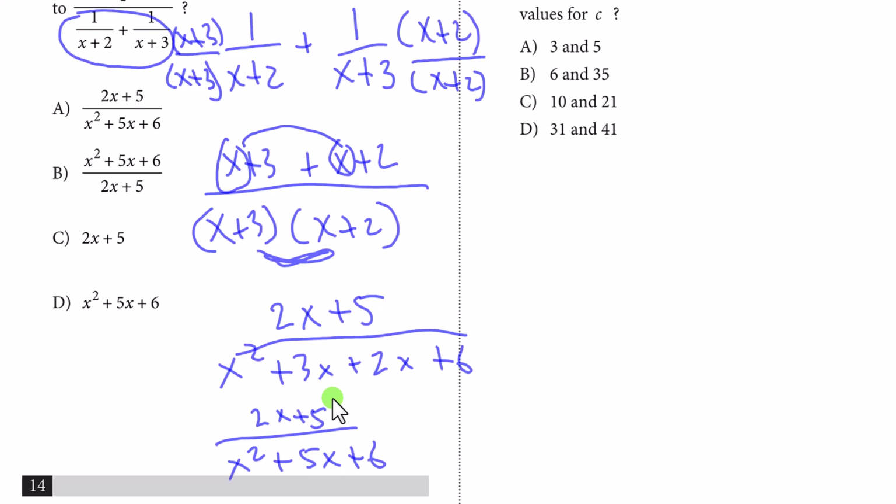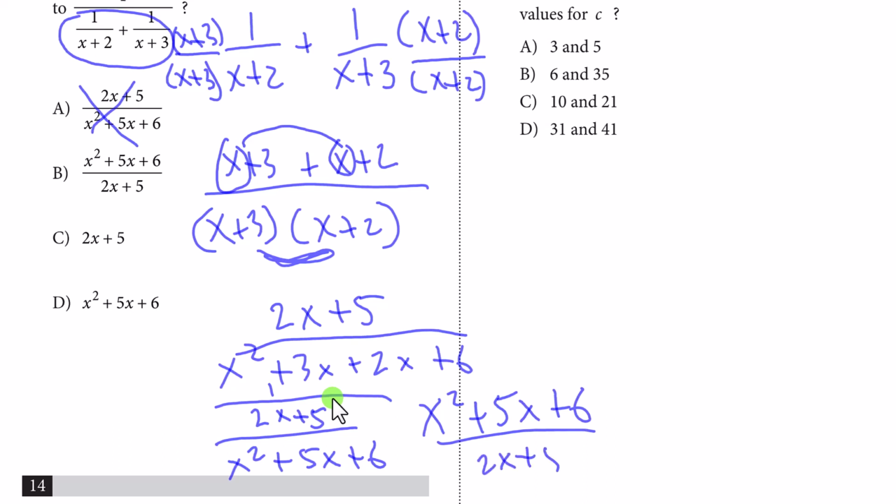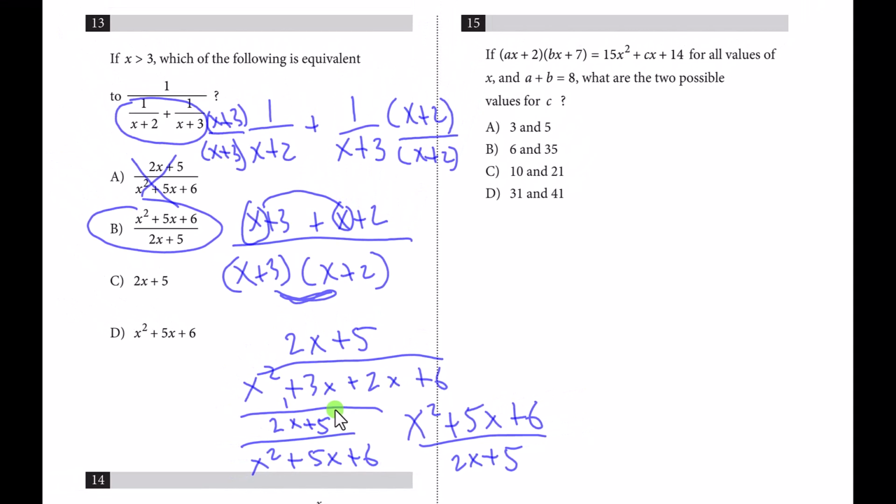Now, are we done? Is the answer A? No, it is not. Because this entire thing is underneath a 1. That means you're going to flip the entire thing over and you can get x squared plus 5x plus 6 all over 2x plus 5. So your right answer is actually going to be B. Now I'm going to show you guys another way to do this.